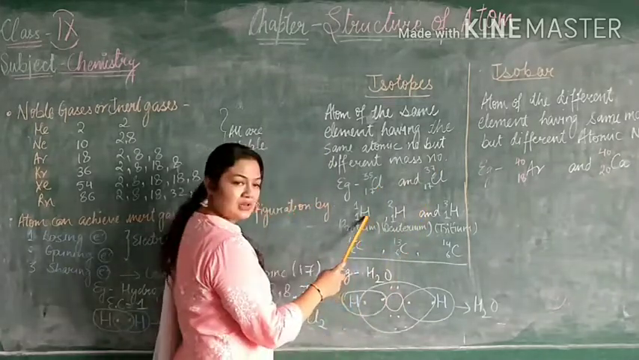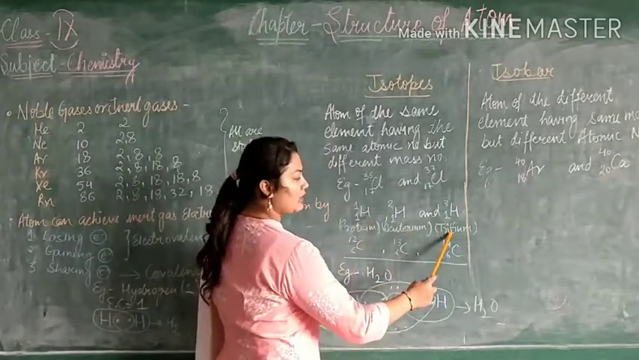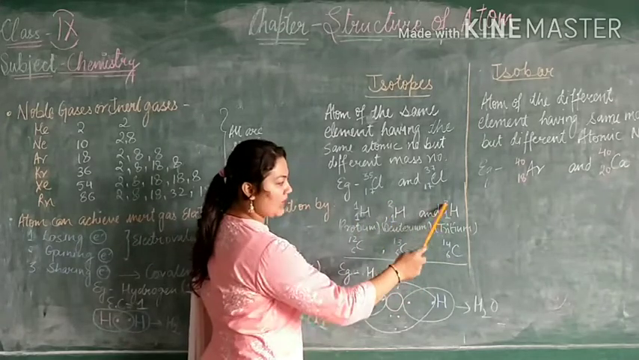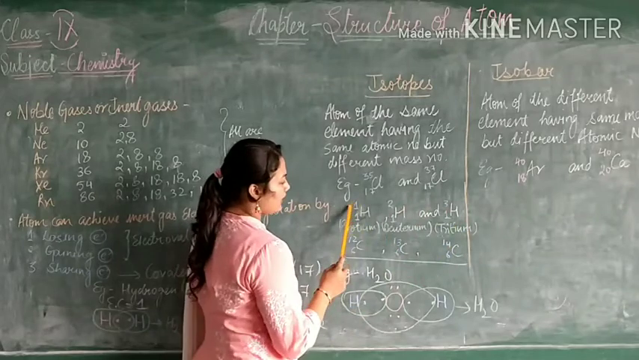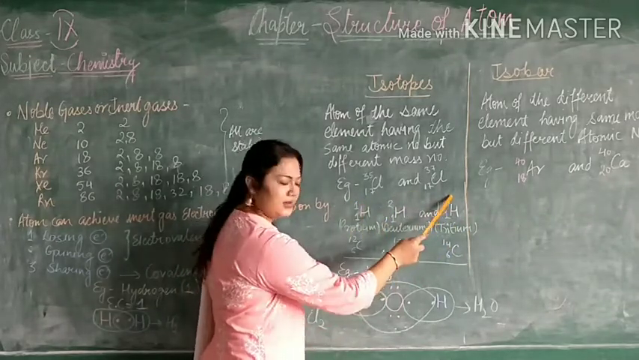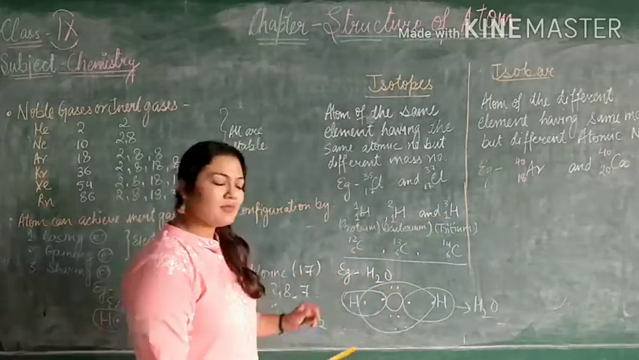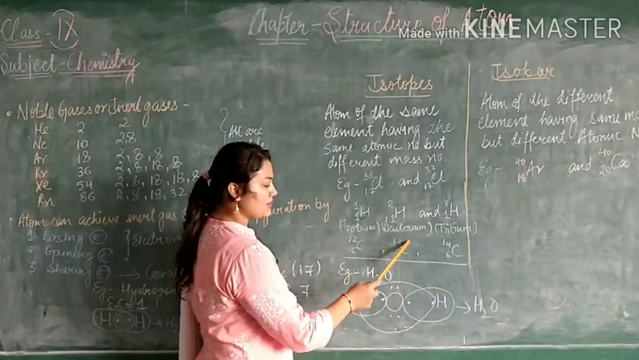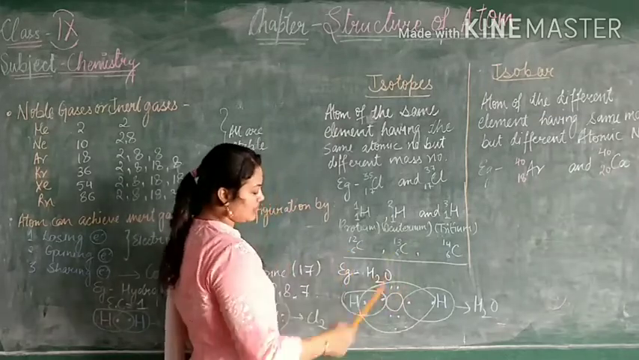Same with hydrogen. Hydrogen has three isotopes: protium, deuterium and tritium. Pro means 1, du means 2 and tri means 3. So if you see 1, 2, 3, the mass numbers are different but the atomic number 1 is the same. In the same way, carbon also has three isotopes where the mass numbers are different, 12, 13, 14, and the atomic number is the same, that is 6.